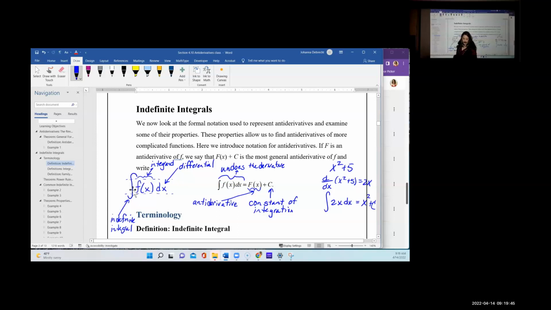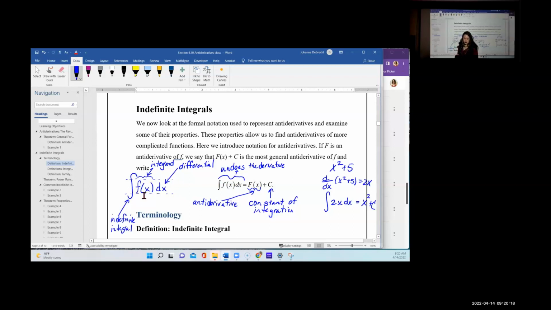This elongated S extends above the line and below the line. The integrand, which is the original function that the derivative has already taken place, f of x, is written on the line, which means it's above the lower curl part of the integral symbol. And then it's next to the differential. The differential tells you which variable the derivative was taken with respect to, so you know which variable to undo the derivative with respect to.